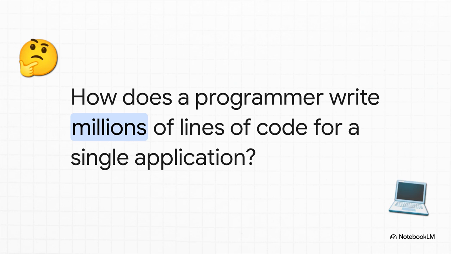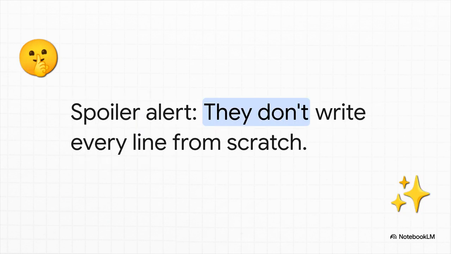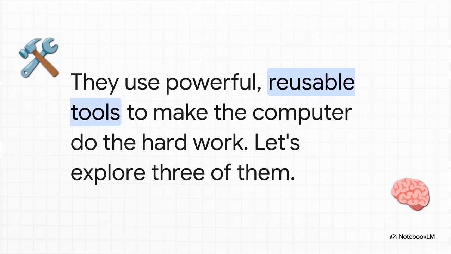When you fire up a complex app or a massive video game, you're looking at something built from literally millions of lines of instructions. How in the world does one person or even a whole team manage to write all of that? Well, here's the big secret. They don't. They don't sit there and write every single line from scratch over and over and over again. What they do instead is use these really elegant, powerful tools that make the computer do all the heavy lifting. We're going to dive into 3 of their absolute favorites: functions, a mind-bending idea called recursion, and something called arrays.